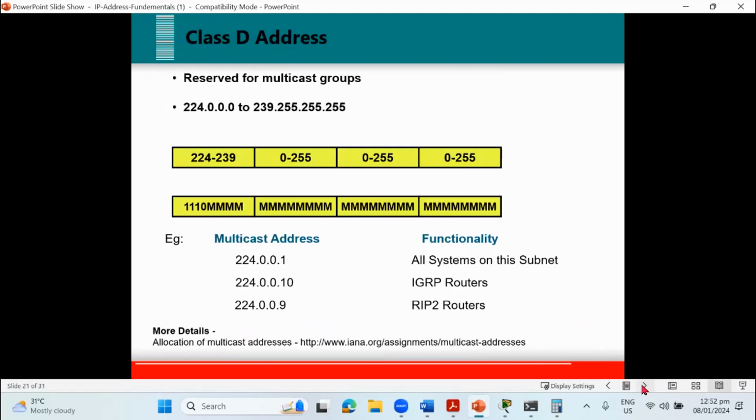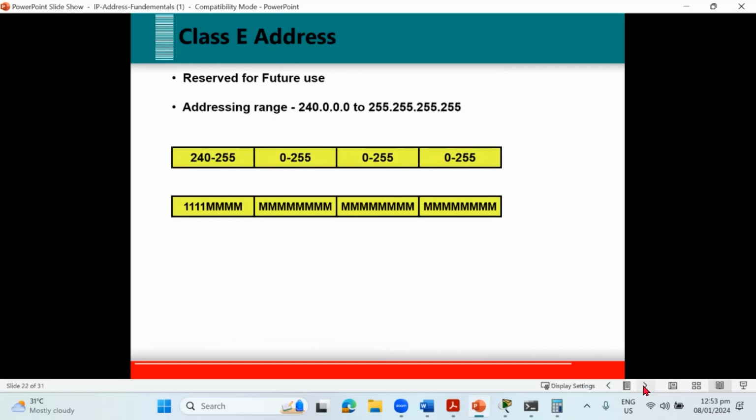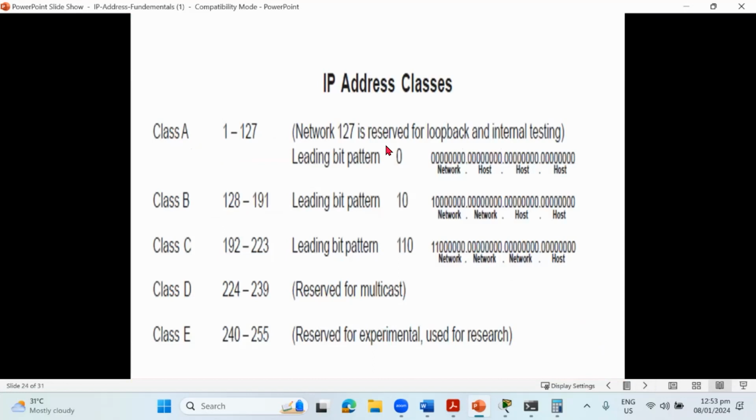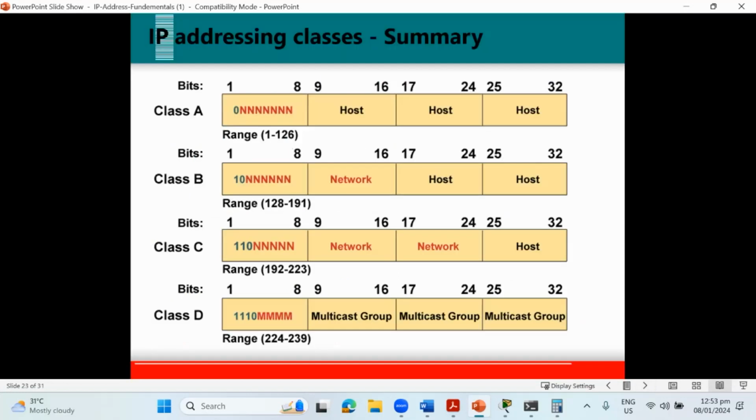Class D is used only for multicasting, so it is not used for distribution. The range for class D is 224 to 239. Class E is used only for research purposes. So in summary, this is all there is.